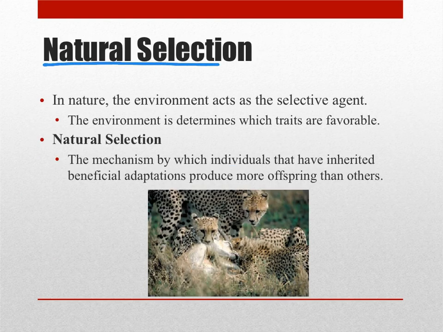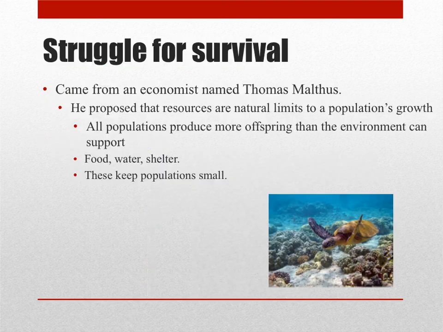Natural selection is when nature, the environment, acts as a selective agent. The environment determines which traits are favorable. Natural selection was Darwin's idea of the mechanism by which individuals that have inherited beneficial adaptations produce more offspring than others. If you have a trait that helps you survive in nature, you're better able to pass that on to your offspring than an organism that wouldn't have those same beneficial adaptations.